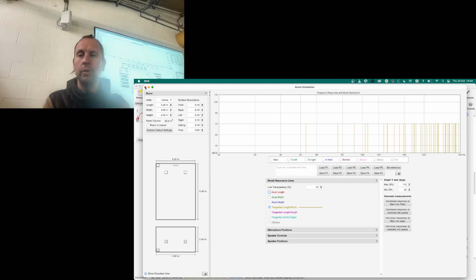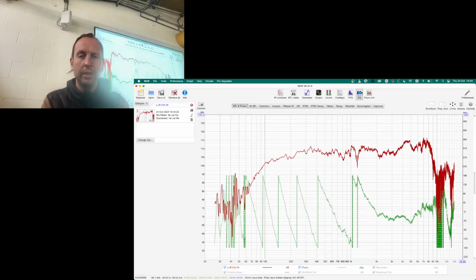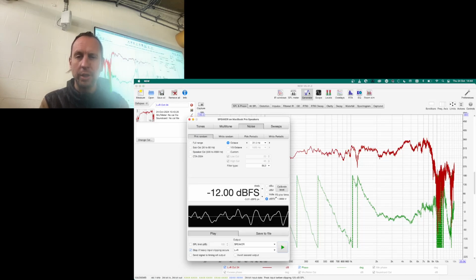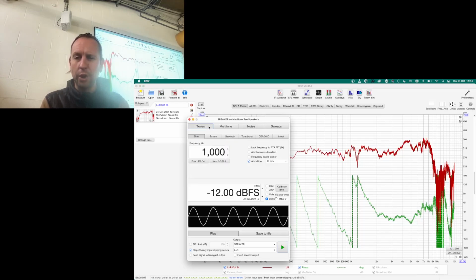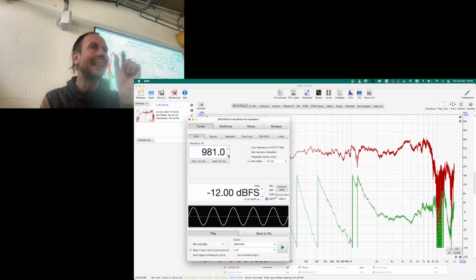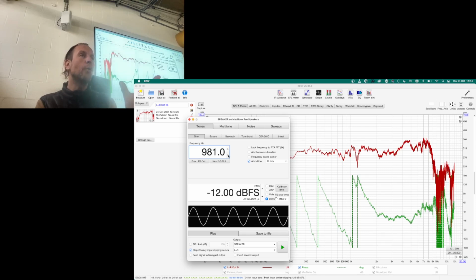So in order to audition them, you can easily use the generator here. You can get a tone, you can get a sine wave, and you can actually change the frequency with small values, such that you pinpoint the exact frequency. Now, as you know already, you've listened to sine waves in a room. At every position in the room, you will have a different loudness of the sine wave, right?